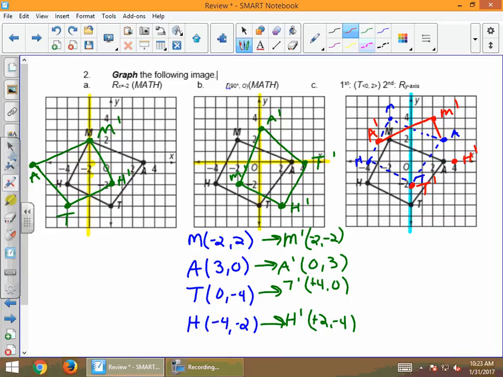Now connect with nice solid lines. You have your prime marks written. It'll be so much easier for us to grade. If we can't read what's going on, you're just going to lose points. If you can't figure it out, everything's all on top of one another. So make sure you label with primes for the final image. Make it known that that's what the final image is. Okay.